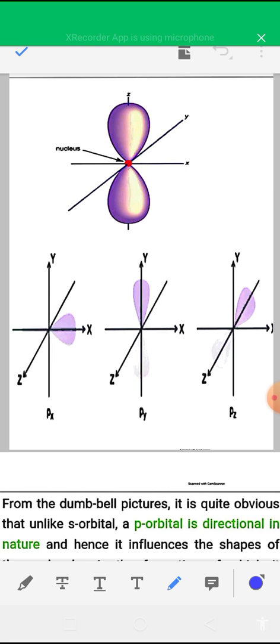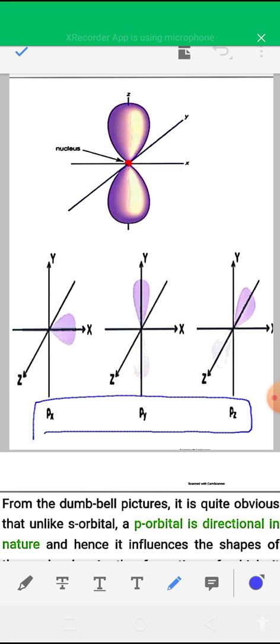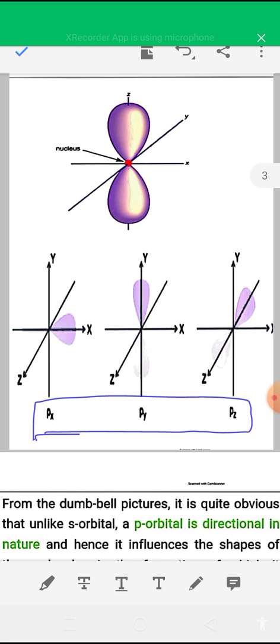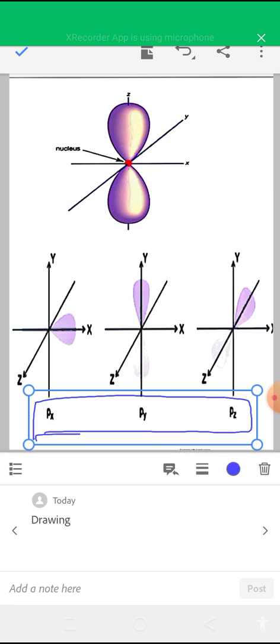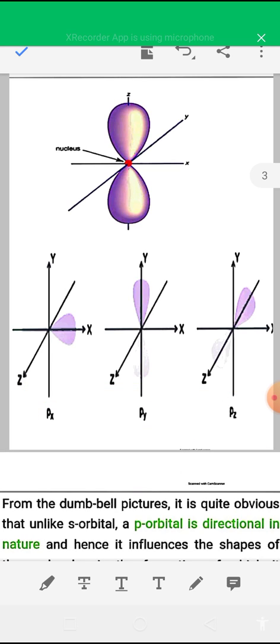The energy of all these three p orbitals, px, py and pz, is the same, but their orientations in three directions are different. That's why these three p orbitals in a particular subshell are known as degenerate orbitals, because their energy is the same.